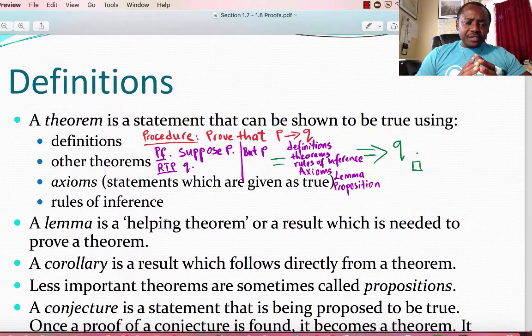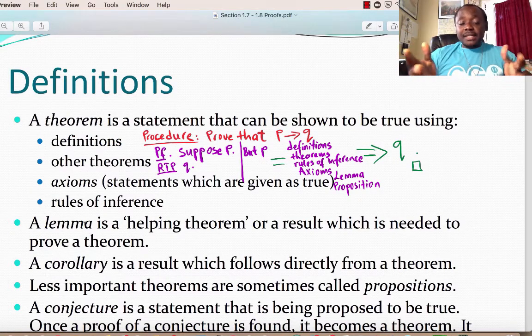Let's look at a few definitions. Number 1, a theorem. A theorem is a statement that can be shown to be true. So a statement that can be shown to be true is known as a theorem. If it is not yet shown to be true, it's a conjecture, and we will look at that later. What do we use in showing that the theorem is true? Well, we use definitions, we use other theorems, we use axioms, we use rules of inference, we use something we call a lemma, at times a proposition.